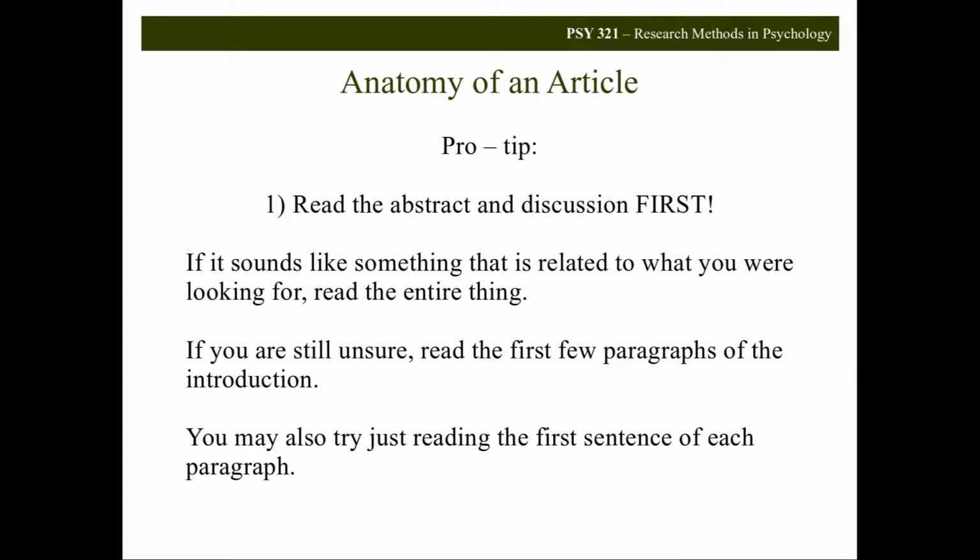So here are just some tips I've come across over the years. Read the abstract and discussion first. If it sounds like something that you're interested in, keep reading. If you're still unsure, read part of the intro. A well-written article, additionally, will have topic sentences for every single one of its paragraphs. So you could get away with just reading the first sentence of each paragraph or the first few sentences of each paragraph, and you should understand what's going on in the journal article. That's a really helpful tip that somebody gave me a while ago, so I'm passing it on to you.